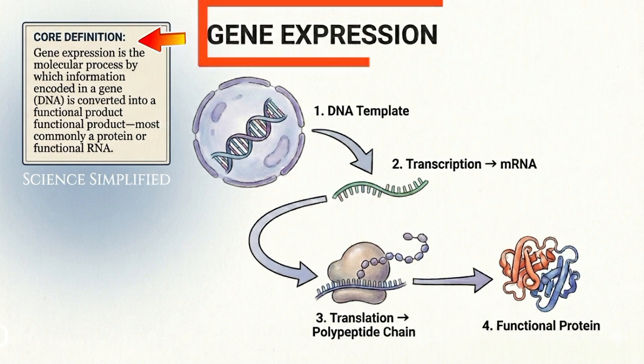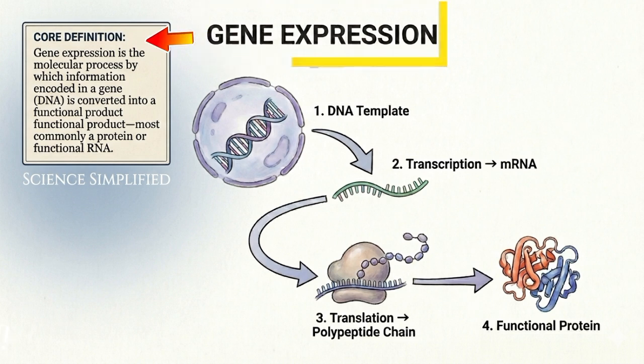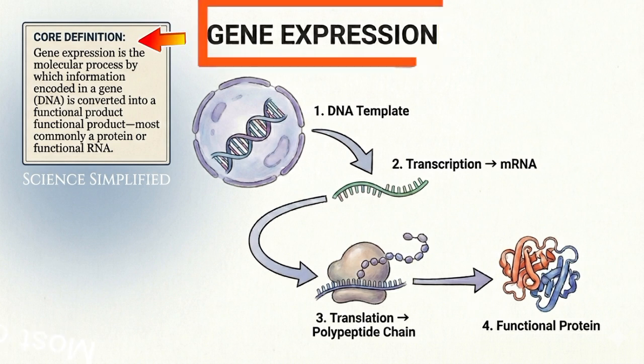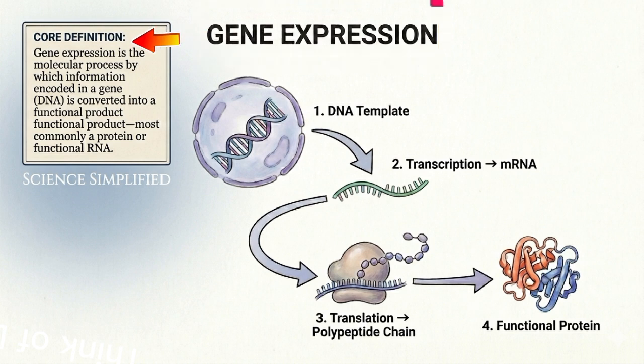Gene expression is the process where the information encoded in a gene, specifically in our DNA, is converted into a functional product. Most of the time, that product is a protein. Think of DNA as the architect's master blueprint and gene expression as the construction crew building the house. Today, we are going to break down exactly how this construction happens, step by step.